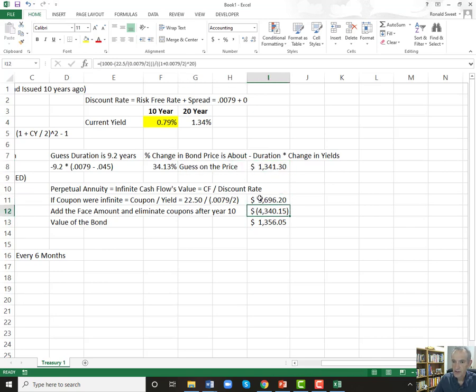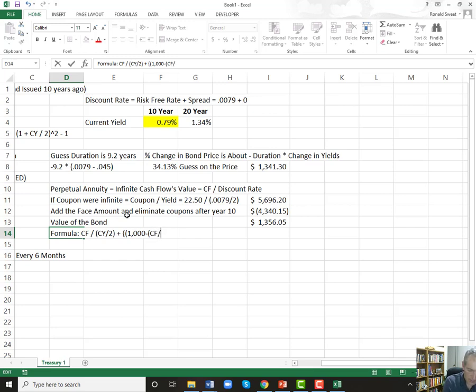So if you look at this formula, this entire formula, the actual formula, it should look familiar to you. So we take the cash flow divided by the current yield divided by 2. That's the cash flow for all of eternity. We take that plus the face, $1,000, minus, let me put a parentheses in here, minus the cash flow divided by the current yield divided by 2.